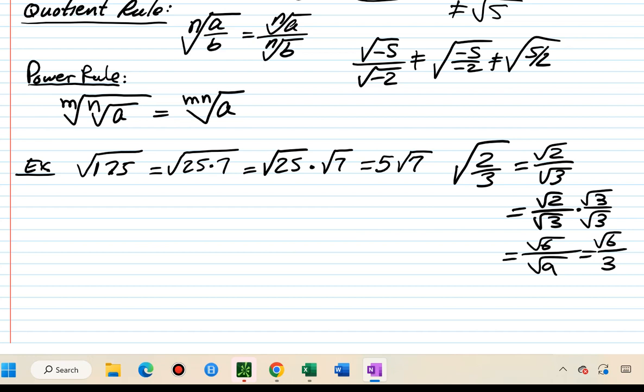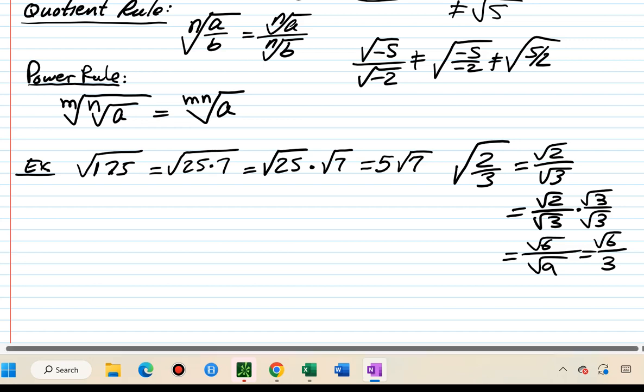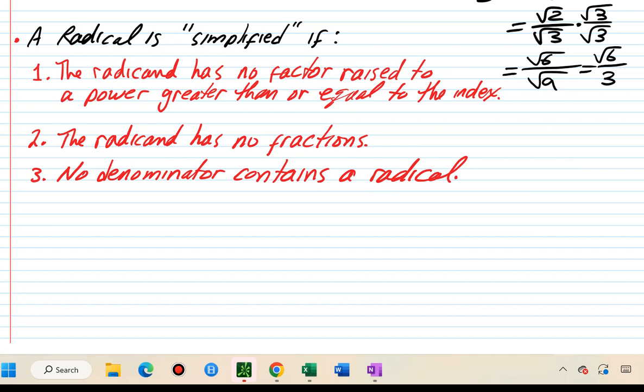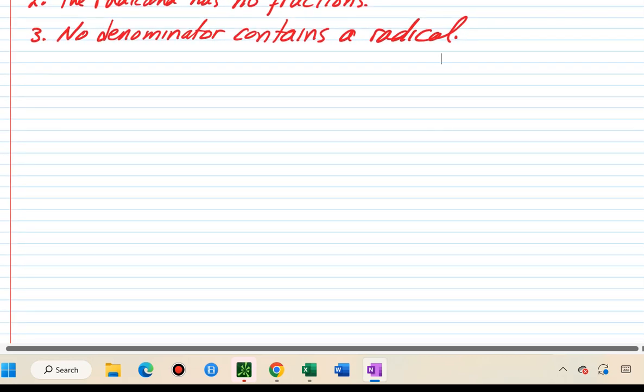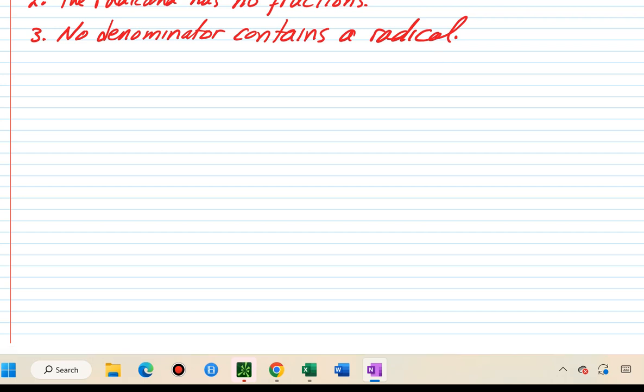All right. So let me write these for you so you have them. And there you go. I just wrote this down. So a radical is said to be in simplified form if three things: The radicand has no factor raised to a power greater than or equal to the index of the radical. The radicand has no fractions, and no denominator contains a radical. Then we say the radical is in simplest form or reduced form. So let's do some examples of this now.